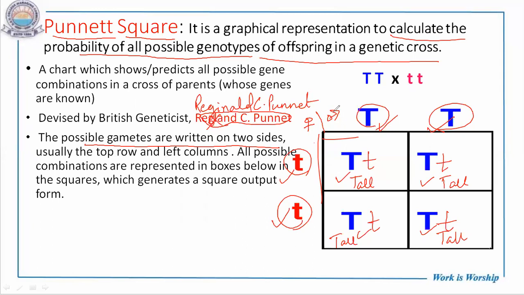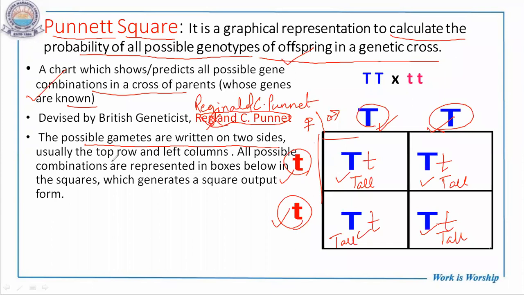Yes? Okay. So if a short question comes carrying 1 mark, what do you mean by Punnett square? What is its significance? What will you write? It is a graphical representation to calculate the probability of all possible genotypes of offsprings in a genetic cross. Now, what is its significance? Significance is you can predict all the possible gene combinations in a cross of the parents. This one you can write.